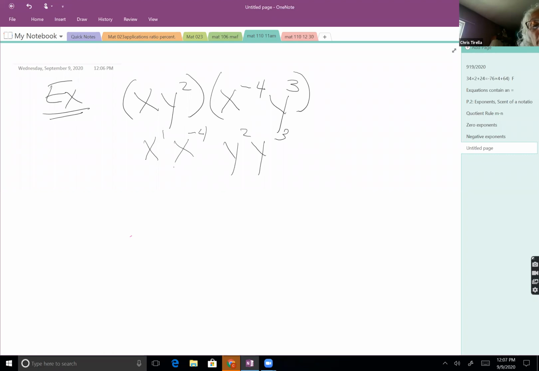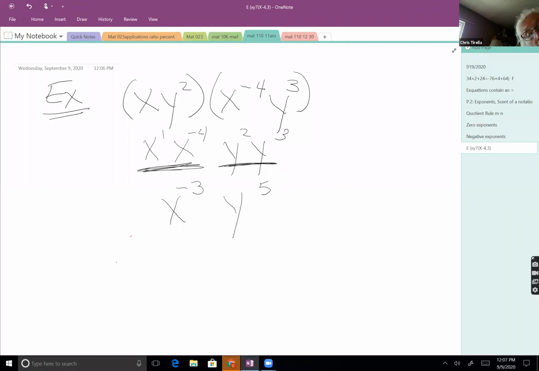Now, over here with these x's, if I'm multiplying, don't I add their exponents? Yeah. So what's 1 plus negative 4? Negative 3. And over here with the y, because I'm multiplying, I'm just going to add their exponents. 2 plus 3 is 5.